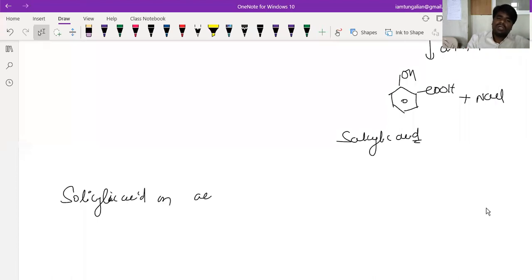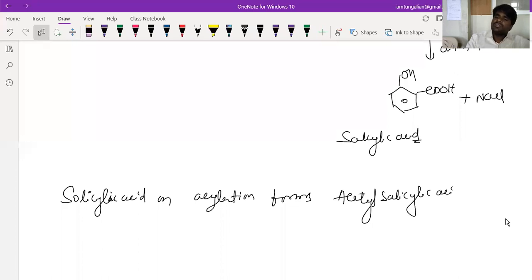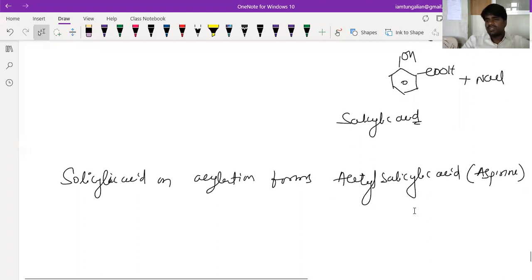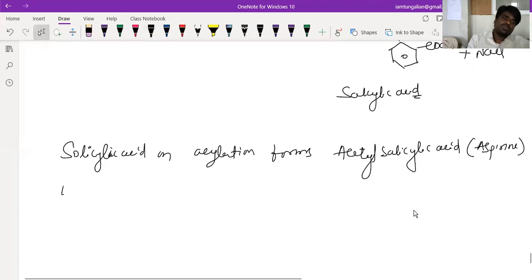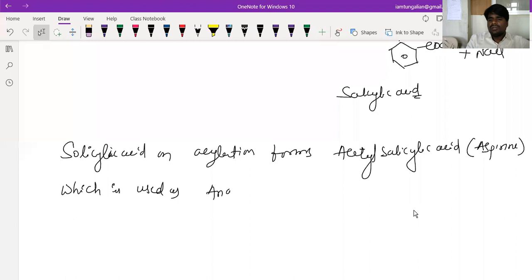One more important aspect of this salicylic acid is that salicylic acid on acylation forms acetyl salicylic acid, which we call aspirin. What do you call this? This is what you call aspirin, which is used as an analgesic.